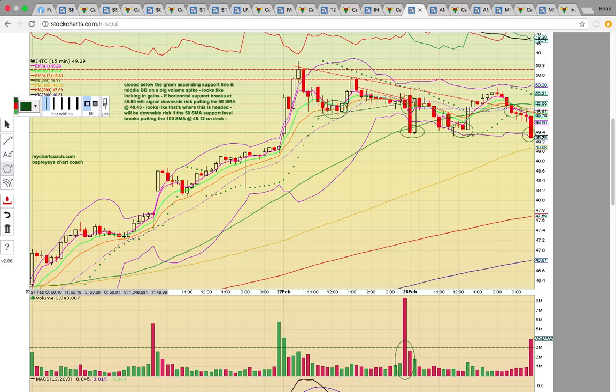Just like this close yesterday below the key support level signaled more downside risk, this close is signaling that it could drop lower. That's what the charts are signaling, not me, the charts. I'm just interpreting the charts. I'm just the messenger. Don't kill the messenger. The 100 simple moving average here at 49 is the big level to hold. If you see it drop below 49, that's where it could really get moving.